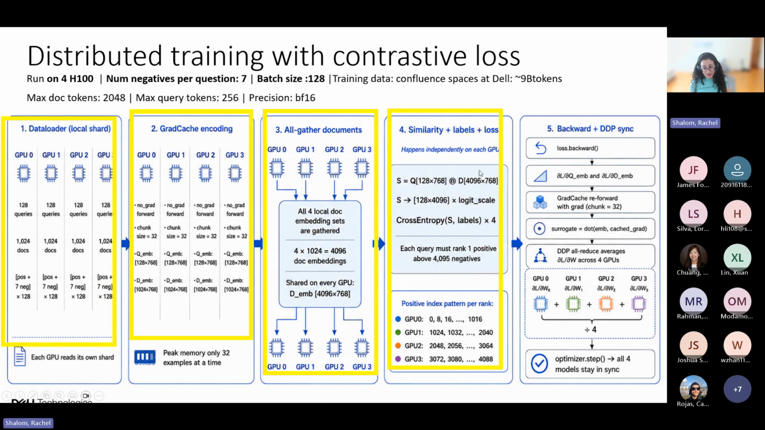So this is where you calculate the actual loss after you have the embeddings. There is a little bit of a trick with grad cache and surrogates that I won't get into right now, but the idea is we calculate the gradients, then we average them, and we update the model weights. When I say update the model weights, each model is deployed on each GPU, so each model is updated with the same gradients.